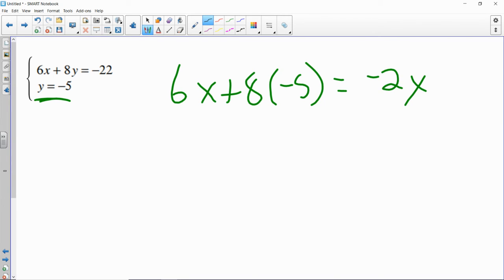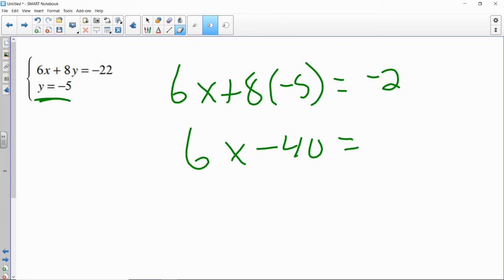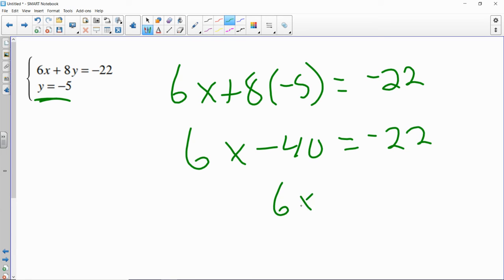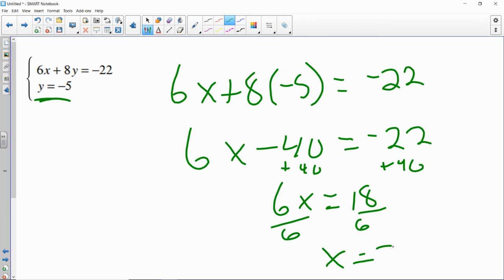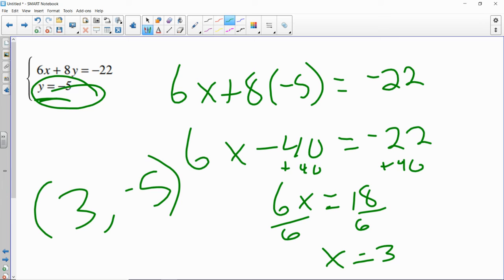To get my x value. Negative 5 times 8 is negative 40. Oh, should be negative 22, sorry. So when I add 40 to both sides, I get 18. So by adding 40, divided by 6, I get x is 3. I already know my y value, so my solution is 3, negative 5.